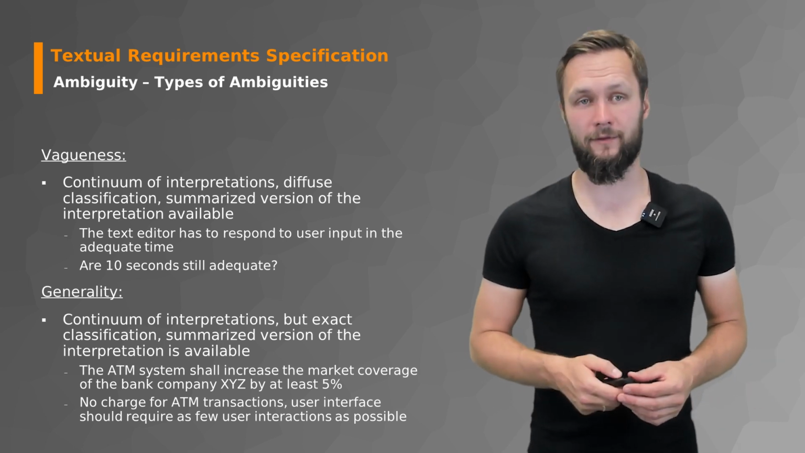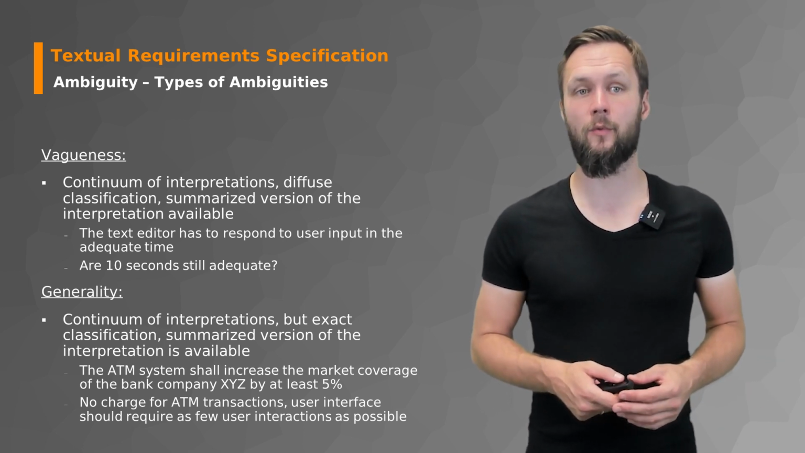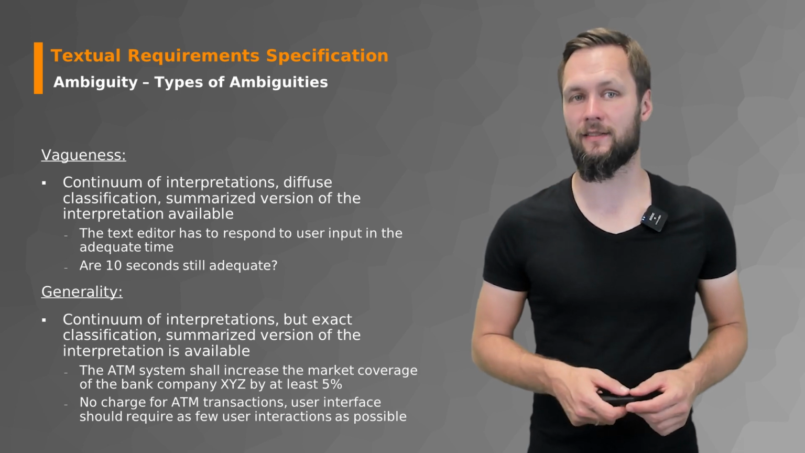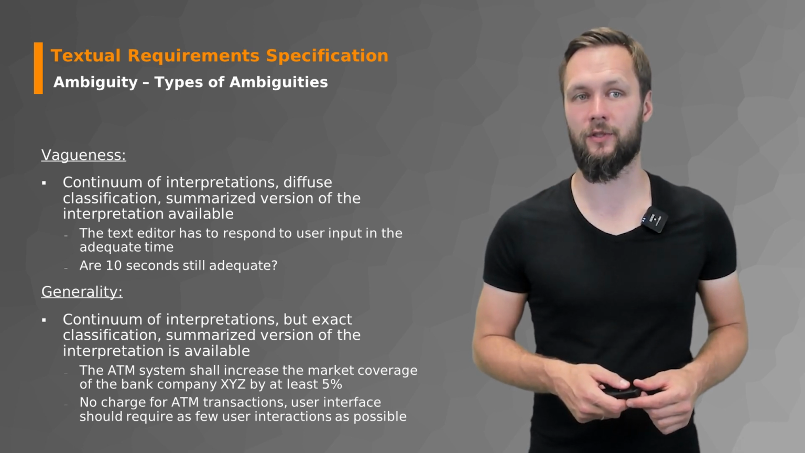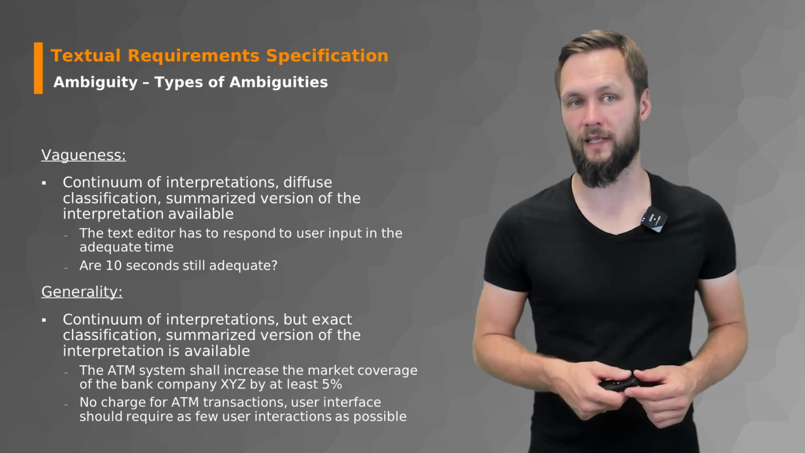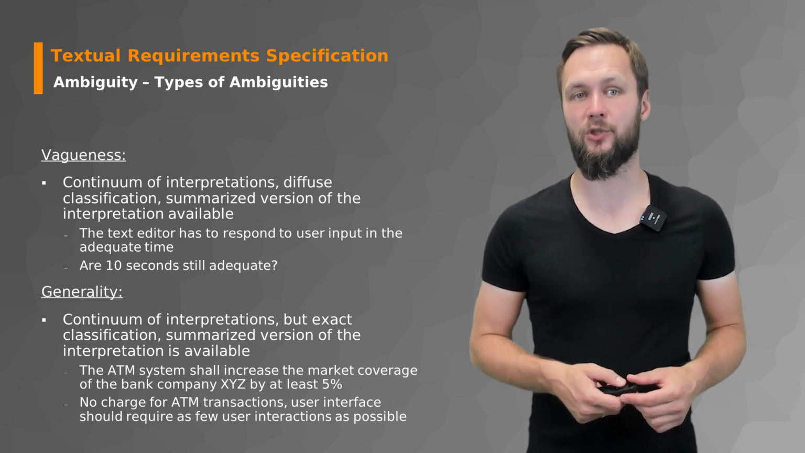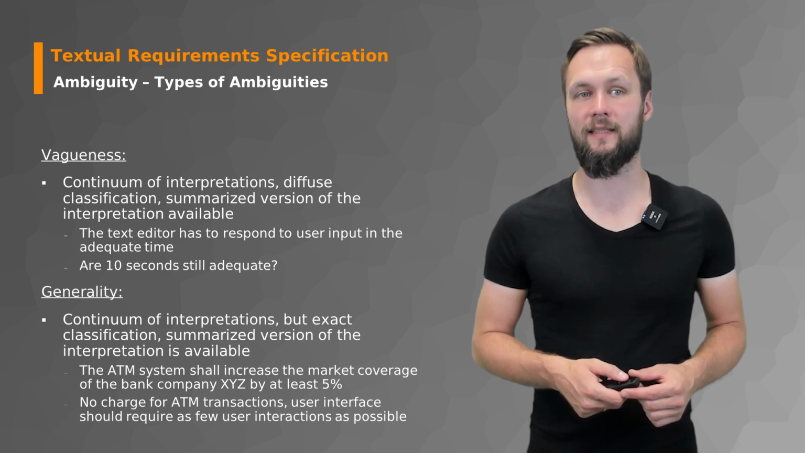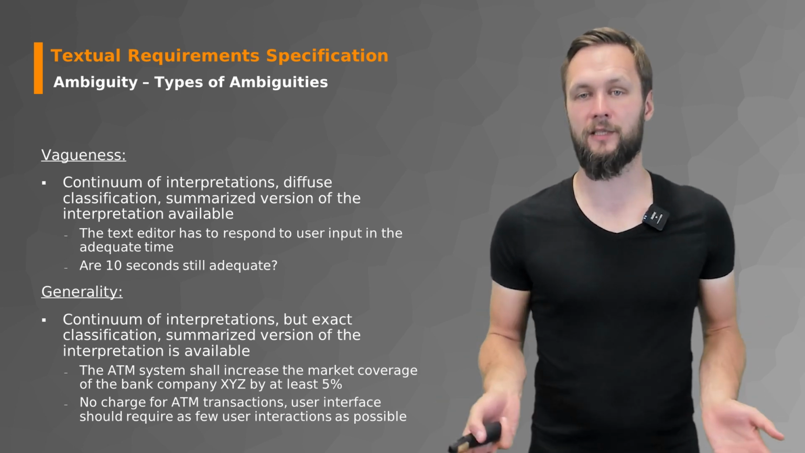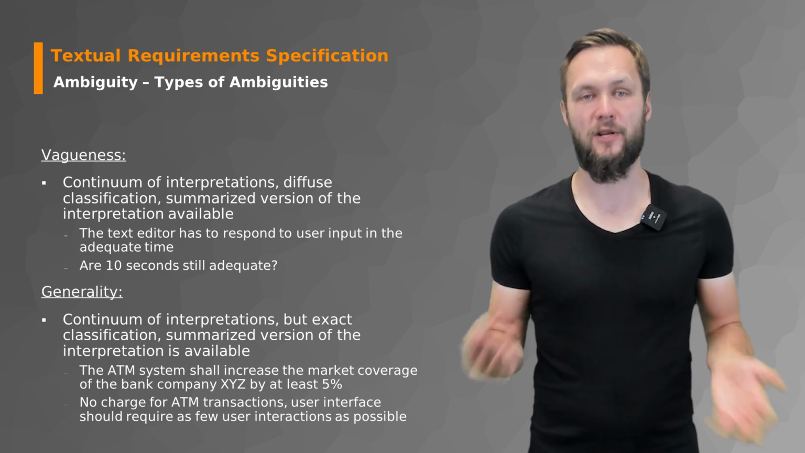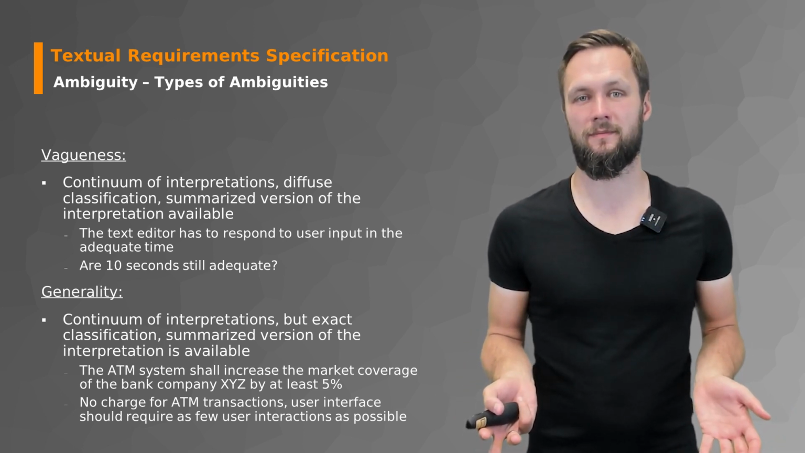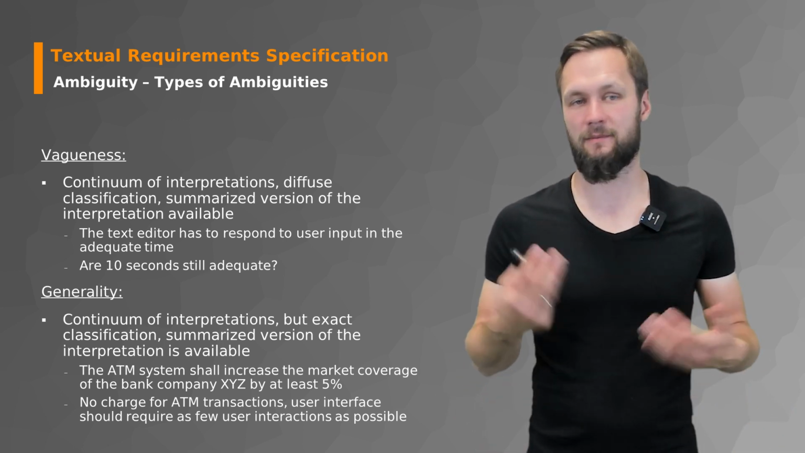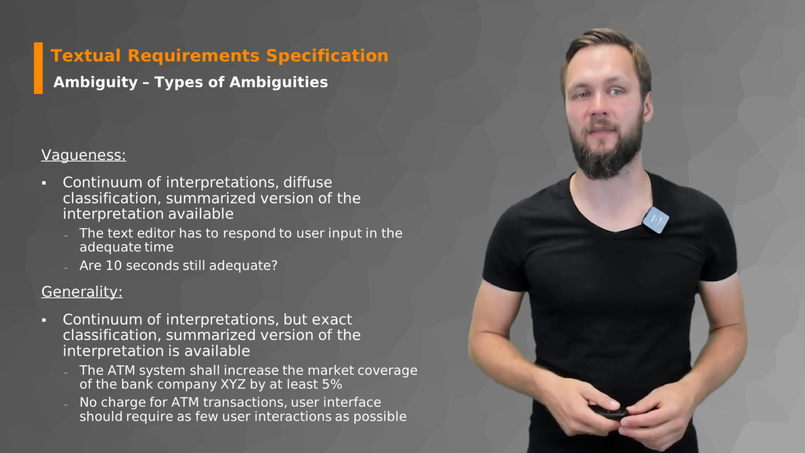Then we also have generality, where you have a continuum of interpretations, but exact classifications, summarized versions of the interpretations are also available. So for example, the ATM shall increase the market coverage of the bank company XYZ by at least 5%. Market coverage measured by what? And you see there's something missing.